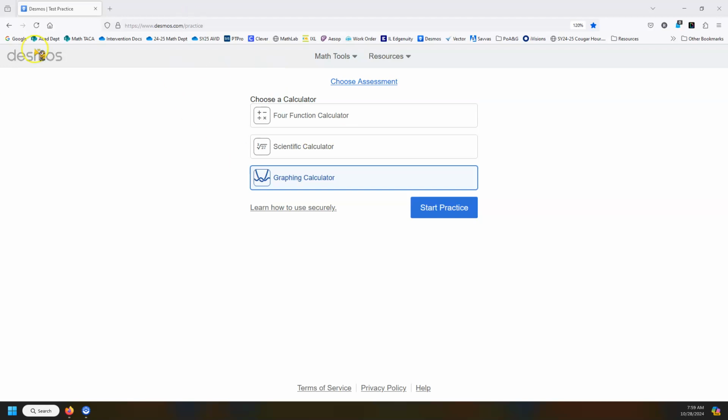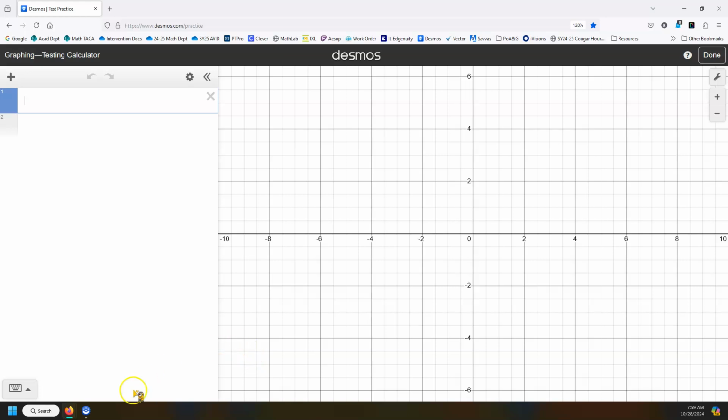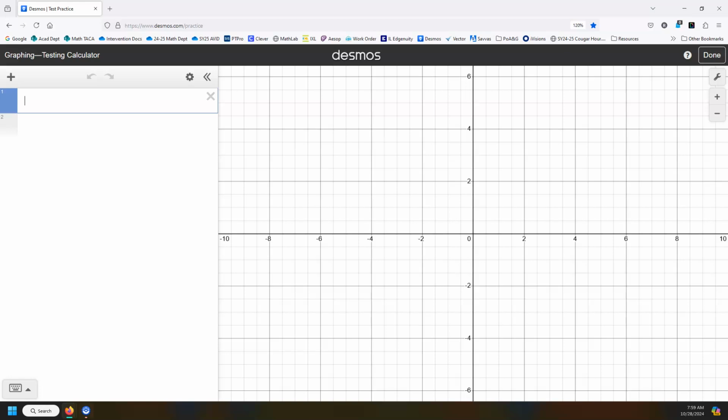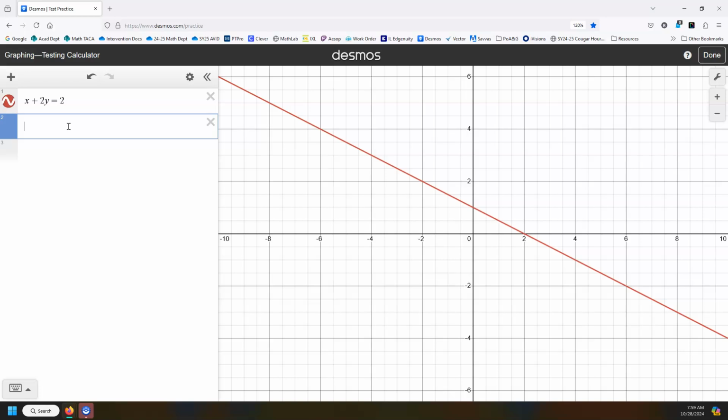Okay, so if you are on Desmos, you have to go to desmos.com/practice and choose the graphing calculator, and there we go. So if we go back to that equation, you copy it here: x plus 2y is equal to 2. Okay, so that is your graph. And then we have the second equation, x minus 2y is equal to 6.